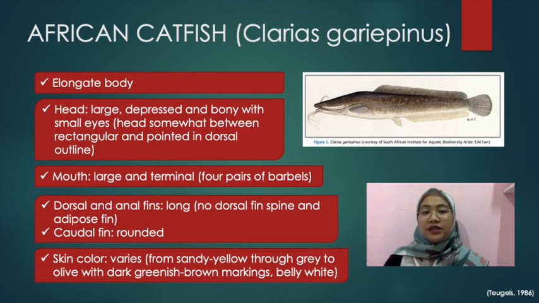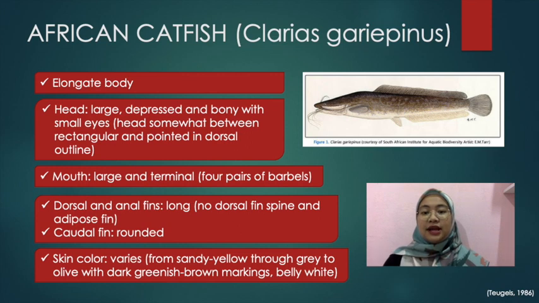So for the African catfish, the body is elongate, as you can see in the picture. It has a large, depressed and bony head with small eyes. However, the head is somewhat between rectangular and pointed in dorsal outline. It has a large and terminal mouth with 4 pairs of barbels present around that area. The species has long dorsal and anal fins without dorsal fin spine and adipose fin. Also, it has a rounded caudal fin.